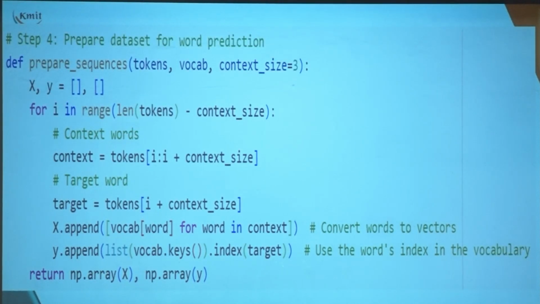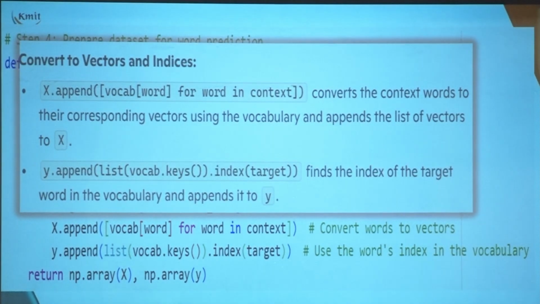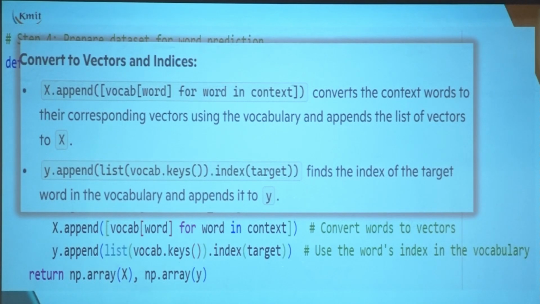Next, what are we doing? After you have extracted one pair of context words and its subsequent target index, you would like to append that to your existing list. So that's what I am doing there. You will convert the context words to corresponding vectors using the vocabulary. See, what is this vocabulary? Vocab of word. Where did we use this? Where did we use this vocab of word?